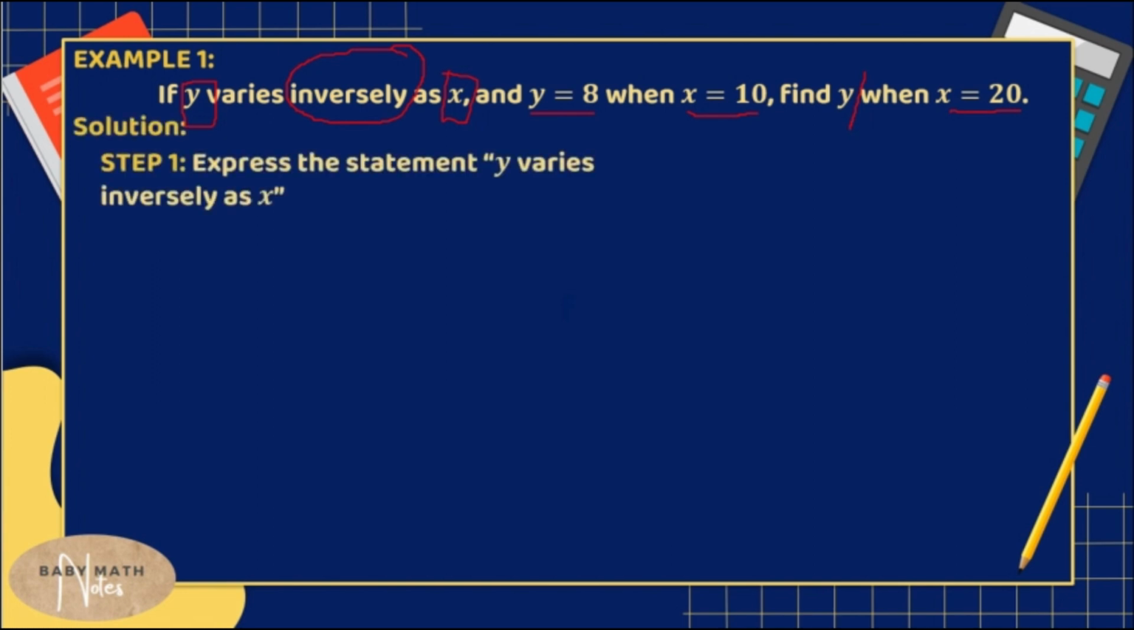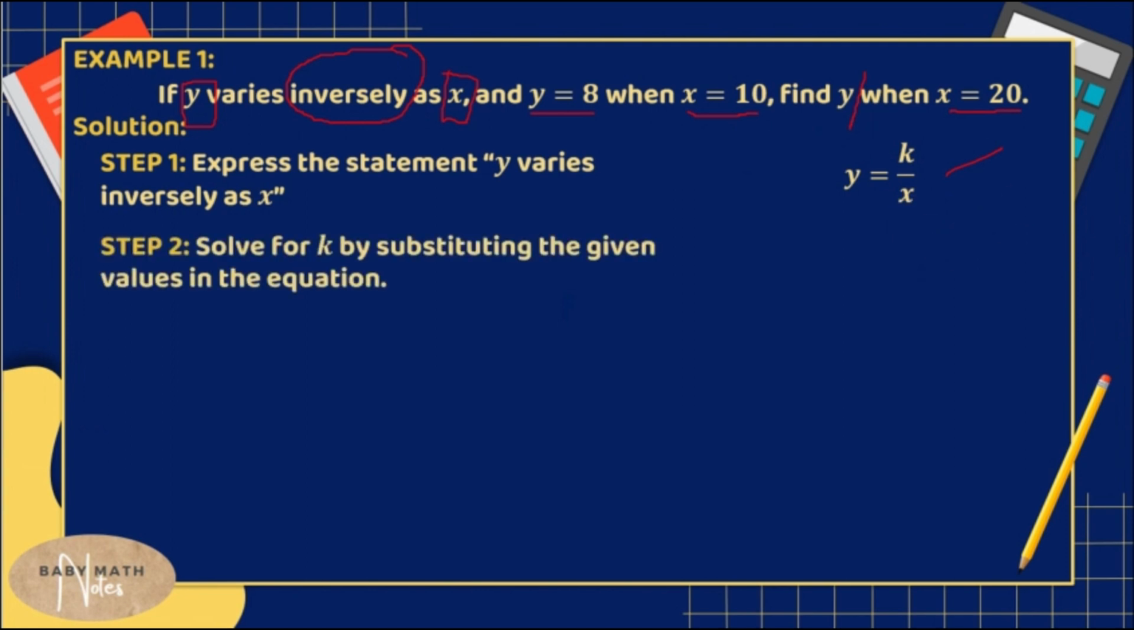Step number 1, express the statement y varies inversely as x. So, ano ba yung dalawang quantities na pinag-uusapan natin? Gagawa natin yan ng mathematical equation. So, ang unang binanggit natin is yung y. So, si y, ilagay natin sa left side. And then, since this is the mathematical equation sa ating inverse variation, si k natin ay nasa numerator. And then, sabi dito, inversely as x, yung isang variable natin, which is x, ilalagay natin sa denominator.